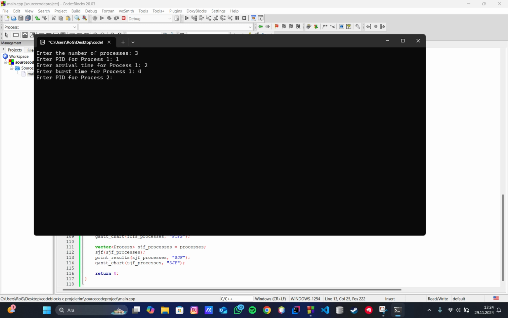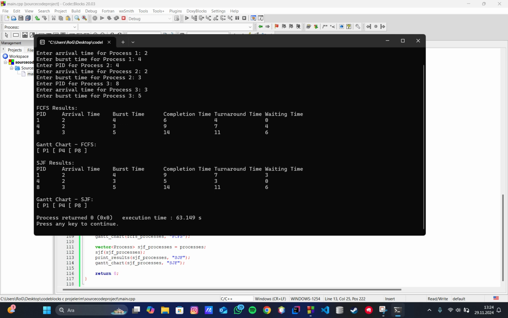Enter PID for process 2, let's say it's 4. Enter arrival time for process 2, let's say it's 2. Enter burst time for process 2, let's say it's 3, for example. And then there's process 3. Enter process ID for process 3, let's say it's 8. Enter arrival time for process 3, let's say it's 3. Enter burst time for process 3, let's say finally it's 5.